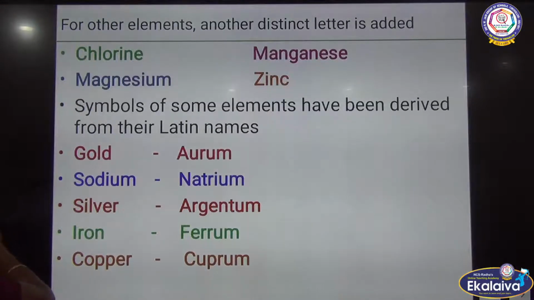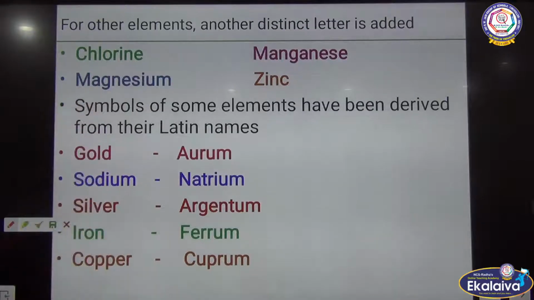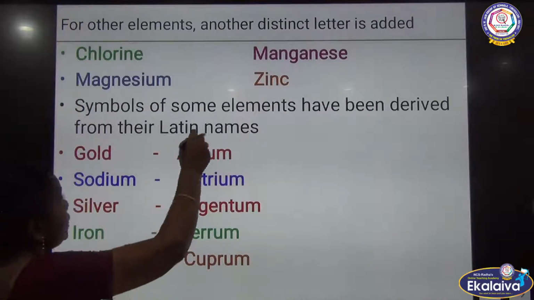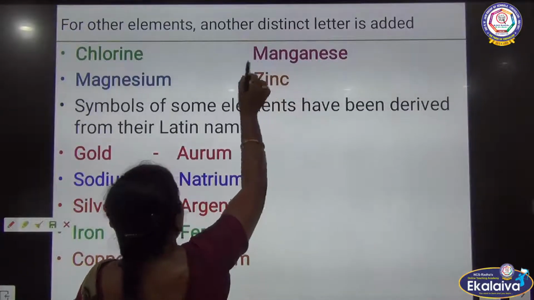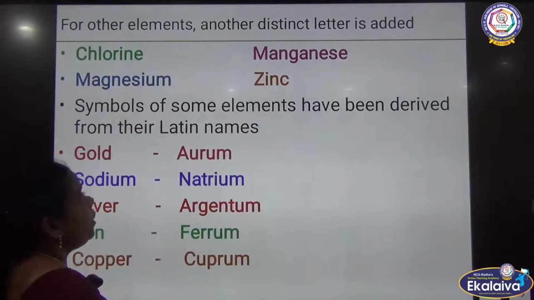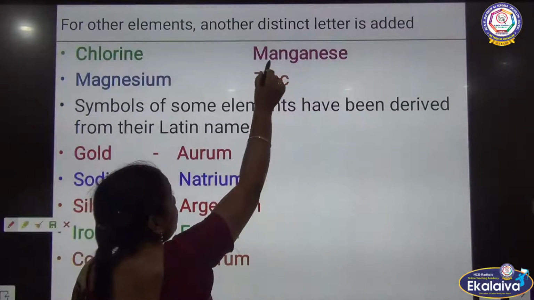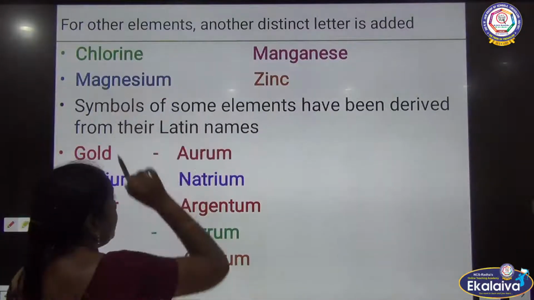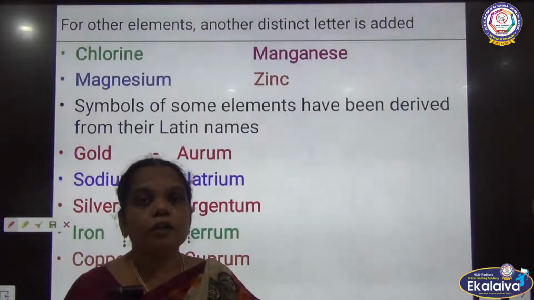Now see here, already we assigned C for carbon, and here you can see manganese. What is this called? Manganese. And then here, what is called? Magnesium. By the last rule, the first two letters are Ma and Ma, so we cannot assign the same symbol for two elements.